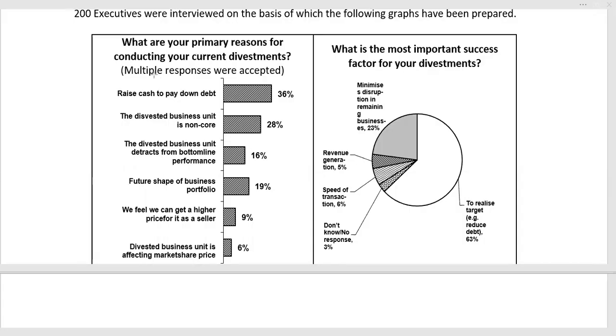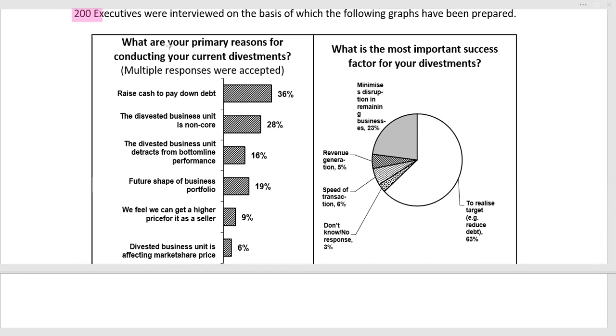One more set of information, where we are using the same concepts of chocolate distribution. Try to understand this one. There are 2 sets of information given. It has mentioned that 200 executives were interviewed, on the basis of which the following graphs have been prepared. What has been their outcome?